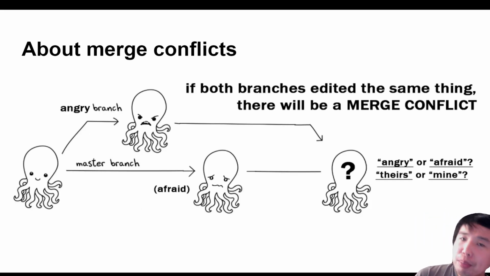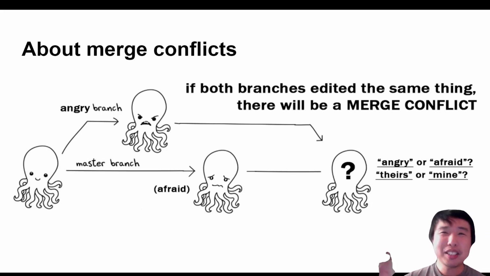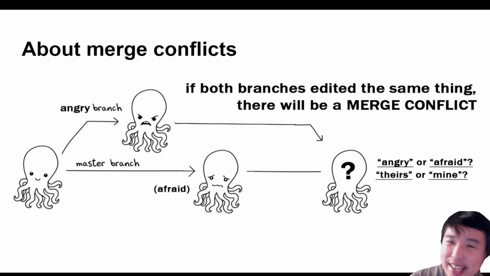But with branching, there's still the potential for merge conflicts. And actually, there's an even greater potential for merge conflicts, because when you're branching out and then merging back in to the main master branch, you might have been working on some stuff that someone else was working on.